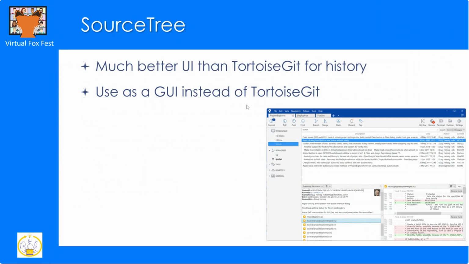So we're going to use Sourcetree instead. It has a much better UI, especially for things like history and searches and file status and things like that. Some people use Sourcetree as their sole UI for Git. I tend to bounce back and forth. I use Tortoise Git for some things, and I use Sourcetree for others. So it's kind of whatever development pattern you want. So anyway, let's fire up Sourcetree.